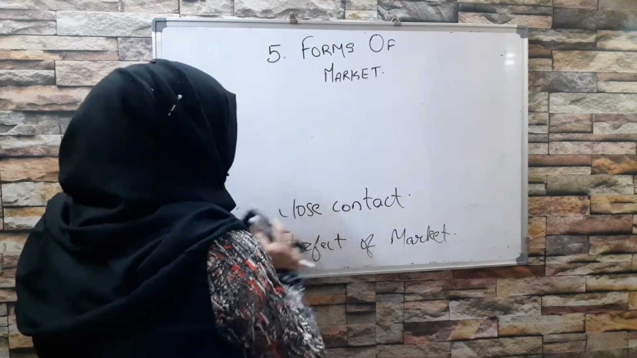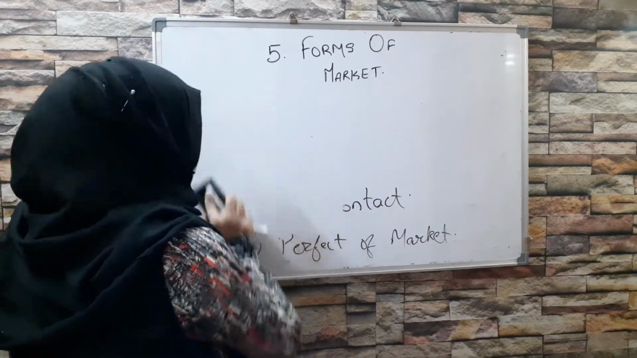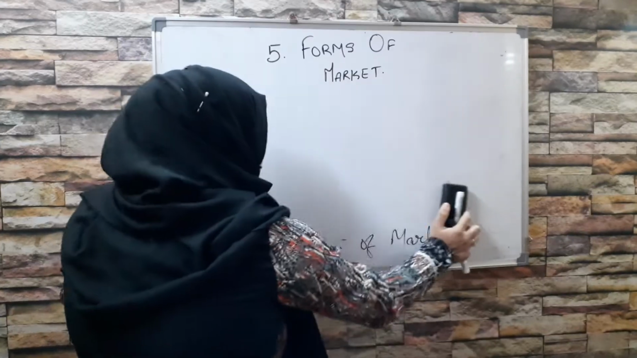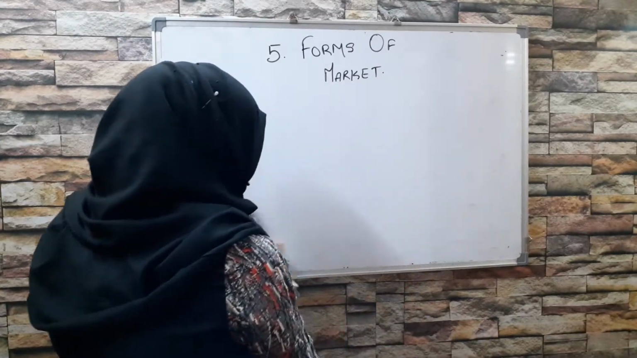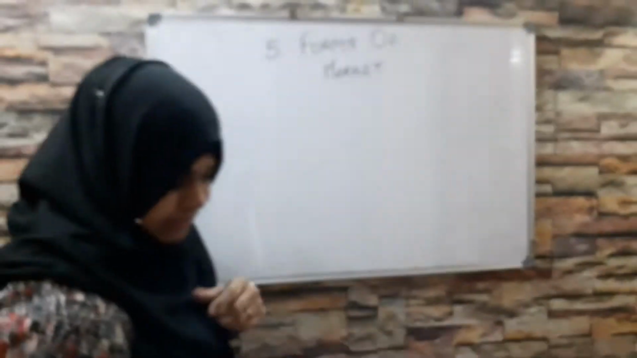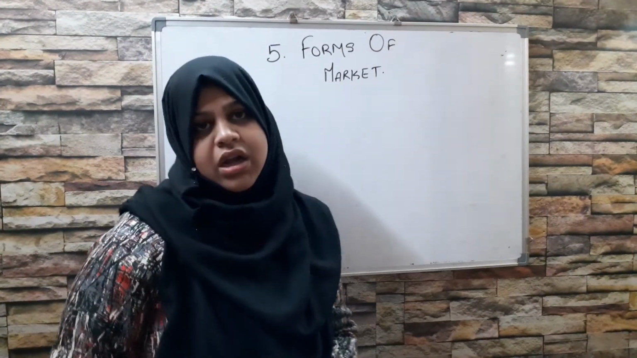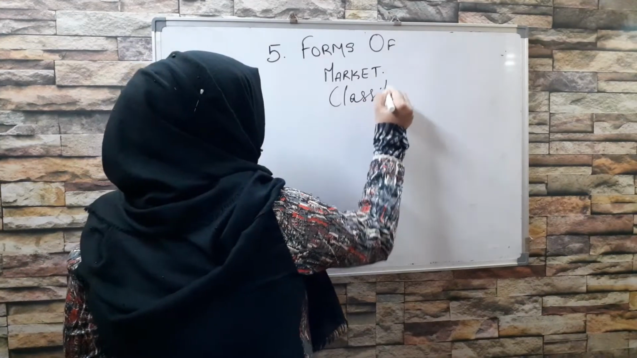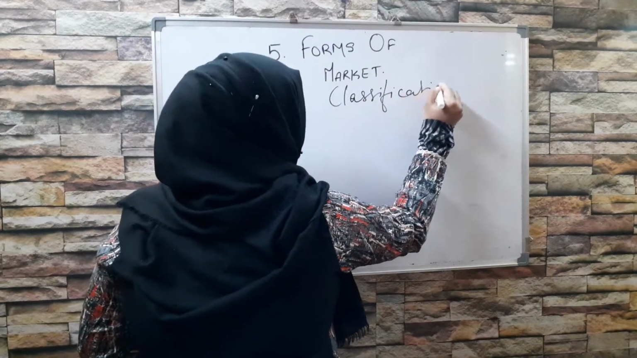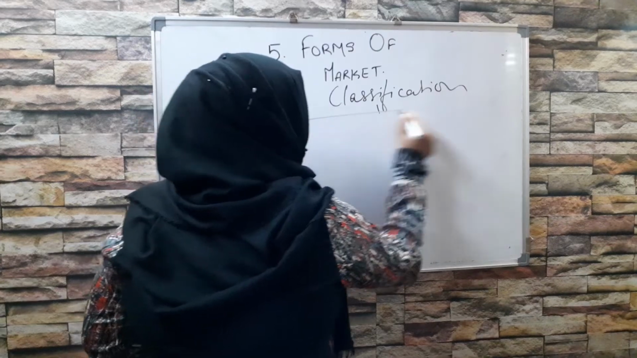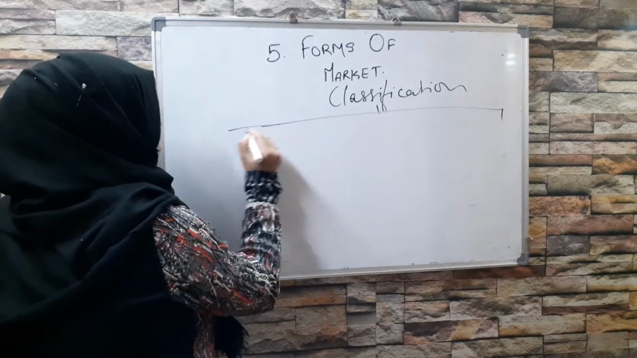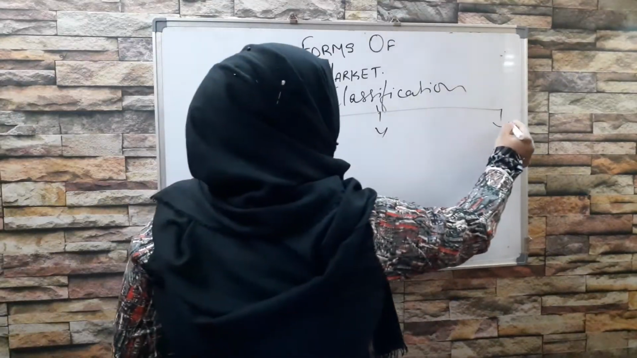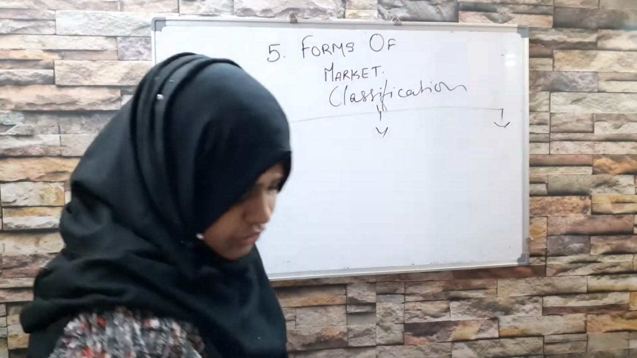So markets are classified on certain bases, on certain grounds. These grounds we are going to study in this particular table. Okay, classification of market. Now, classification is done on 3 grounds. Okay, you have the textbook right in front of you.